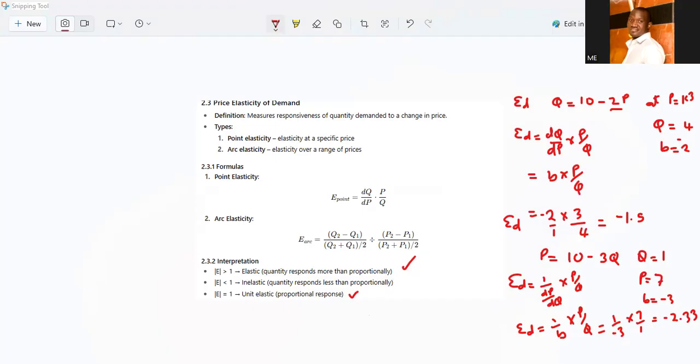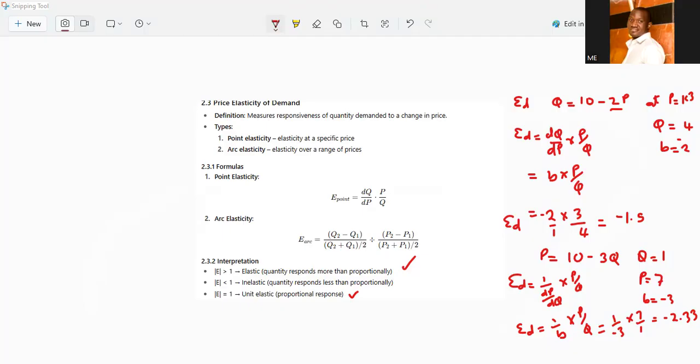Arc price elasticity is simply the elasticity that looks at a range of prices. What happens from this point to that point? Okay, it measures elasticity within a particular range of prices. So if you are looking for elasticity within a certain range, we call it arc price. It's important to also know the range within which it will still remain inelastic or elastic.